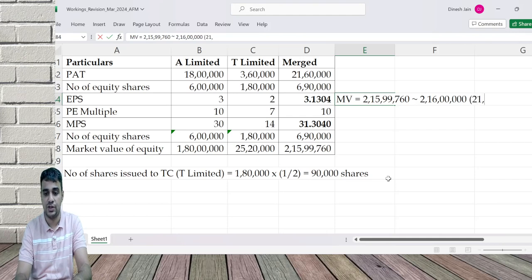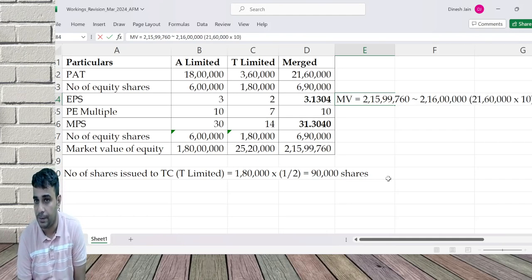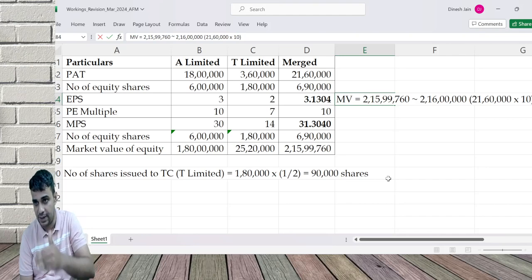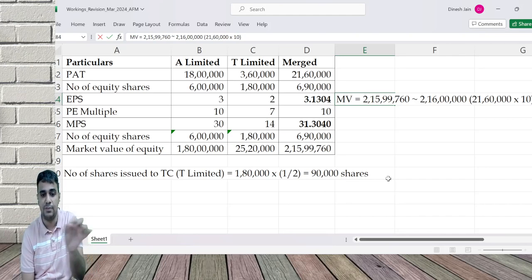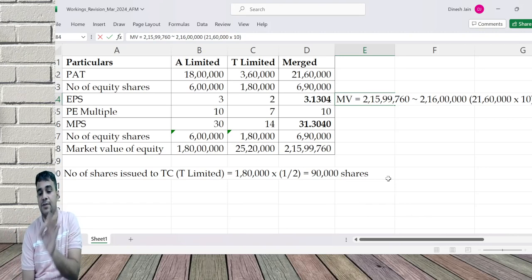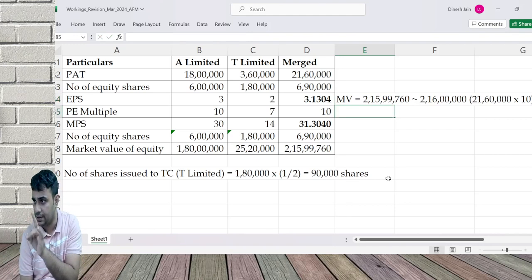What is 2 crore 16? It is 2160 into 10. PAT into P/E multiple. In exam, don't leave it in this table. Below the table, keep answering one by one, whatever they've asked. They have asked what is EPS after acquisition. Below the table, write EPS after acquisition 3.1304. MPS after acquisition 31.3040. So you keep writing that. I'm yet to do equivalent EPS. I'll come to that in a minute.